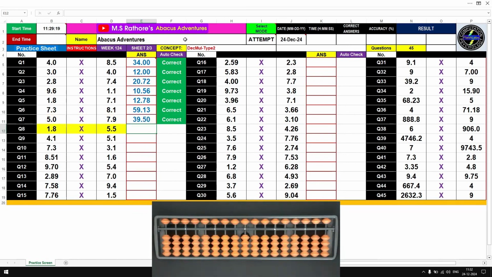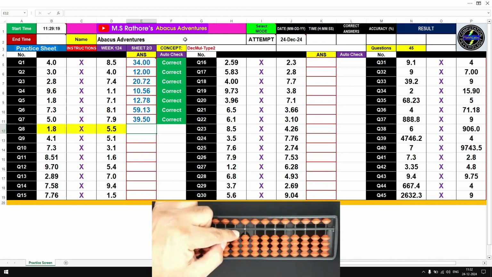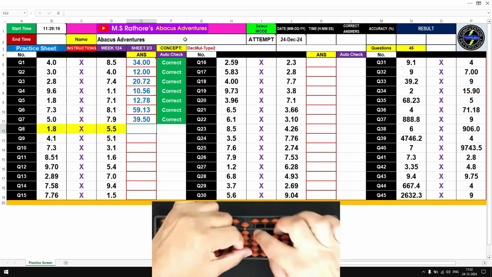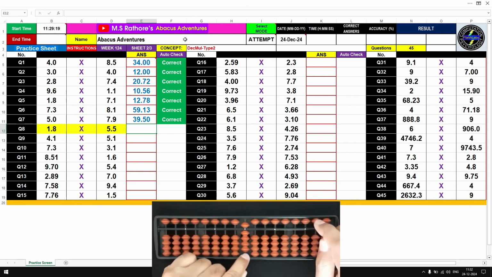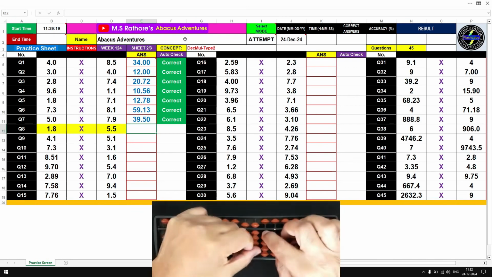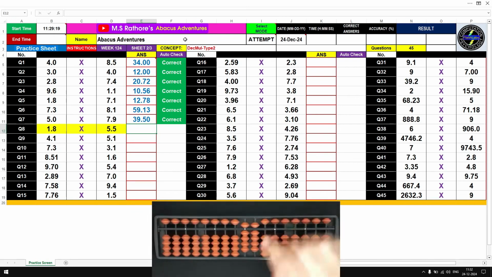Question number 8, 1.8 multiplied by 5.5. Let's begin. 5 1s are 0 5, shifted, 5 8s are 40. Round 2. 5 1s are 0 5, shifted, 5 8s are 40, and the answer is 09.90.